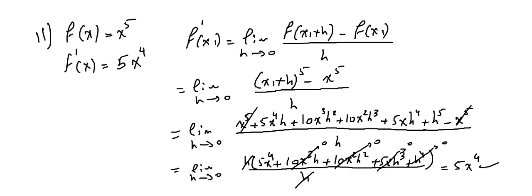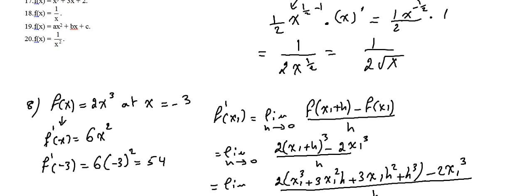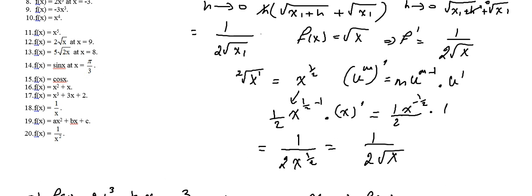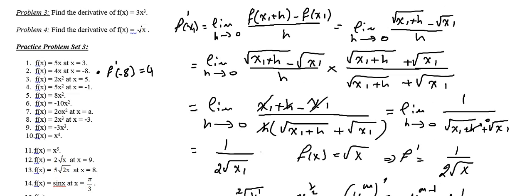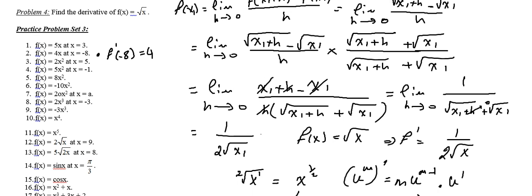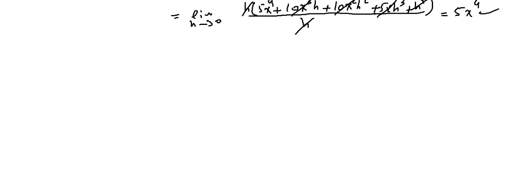Now, let's see what else we have. If we can do something else in this video, it's number 12: 2 radical x at x equal 9. Yes, I guess we can do it in this video. Number 12: f of x equals 2 radical x when x equals 9. Let me do it fast.